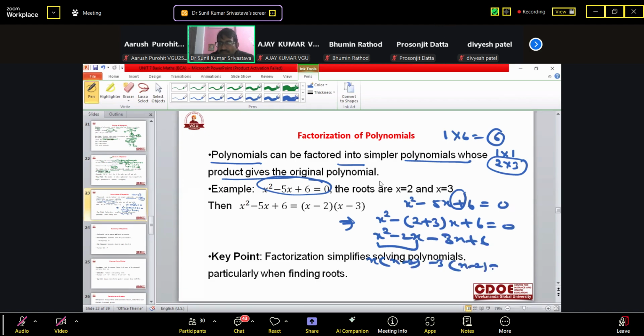This also gives x minus 2. So x minus 2 and x minus 3 is equal to 0. This is the factorization process. In this way, you can do the factorization process to find the roots of the polynomials.